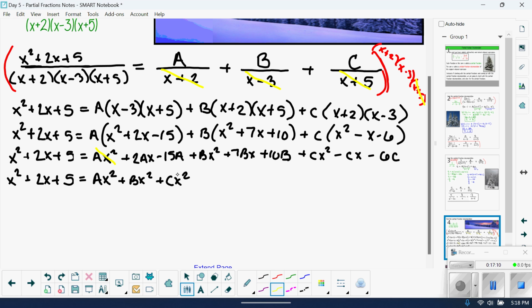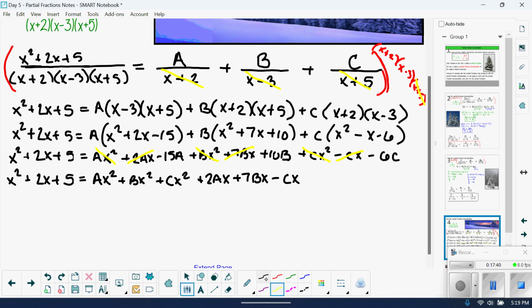So I can get rid of all of those, I've used all of those. And if I look on the left-hand side, my middle term is x to the first power. So the next thing I want to do is gather all of my x's to the first power. I have a 2ax, I have a 7bx, and I have a minus cx. Those are all of my x's to the first power.